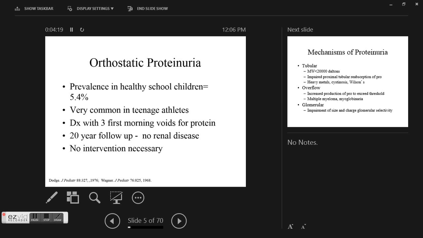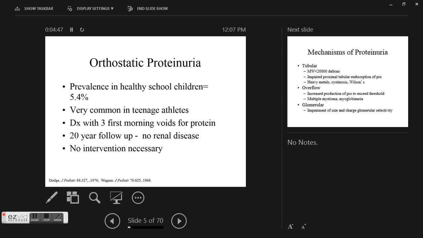That's your prototype. The old school and what's published is that you do 3 first morning voids because, again, if you've had increased protein release due to exercise, or even the theory being that there's an alteration in venous return to the heart, and that's what causes the protein, and it's a benign finding, so you really want to use the first morning void where the urine was produced when the patient was in a supine position.